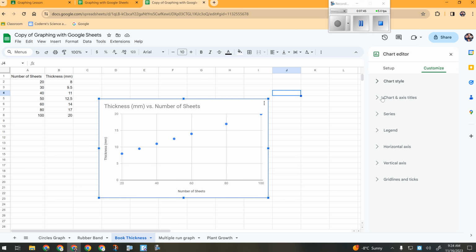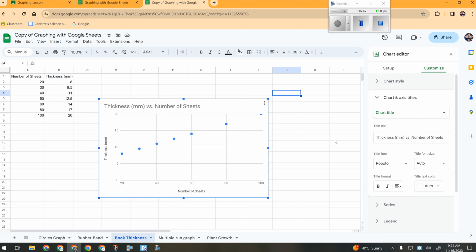Okay, chart axis and titles is where you can change the titles. Okay, so maybe I want to change my title to just book thickness graph. Okay, that's where I would do it. Okay, and you can see it updates almost immediately as I go along. So now it says book thickness graph instead of number of sheets versus thickness. Okay, and in here again you can change your fonts, okay, all of that stuff if you want to.